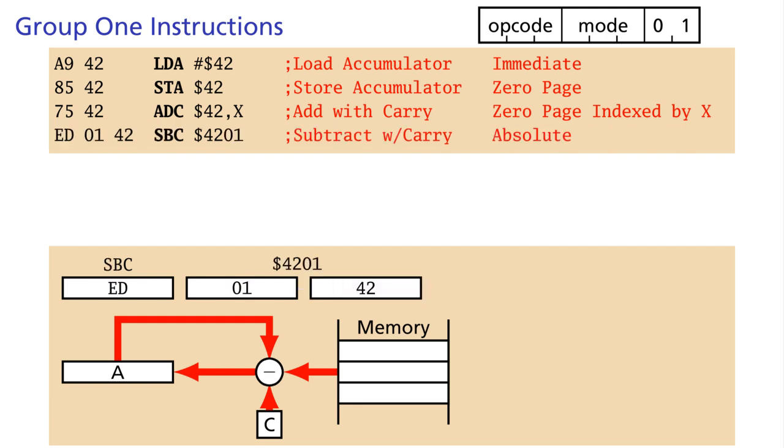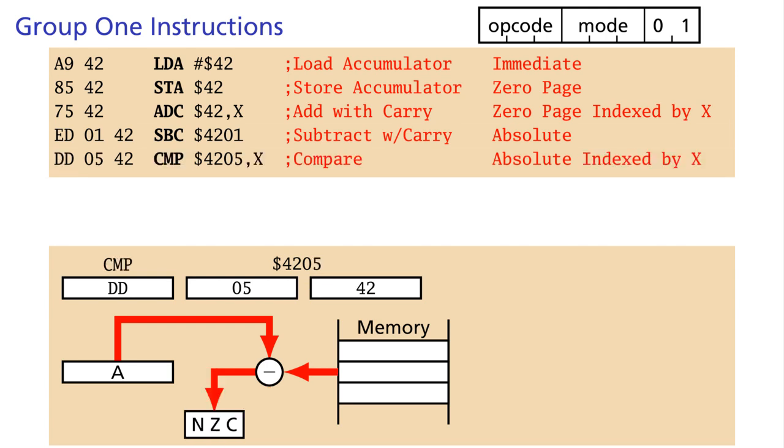SBC is subtract with carry, meaning the complement of the carry flag indicates a borrow, again for multi-byte arithmetic. The byte in memory is subtracted from the accumulator. This is using absolute addressing, where the address for the byte to be subtracted comes from the 2 bytes following the instruction in little endian order. CMP is compare.